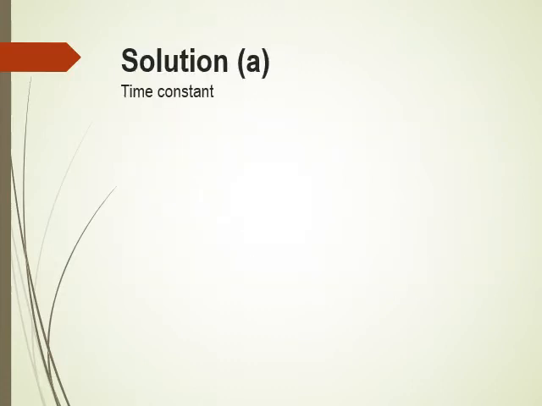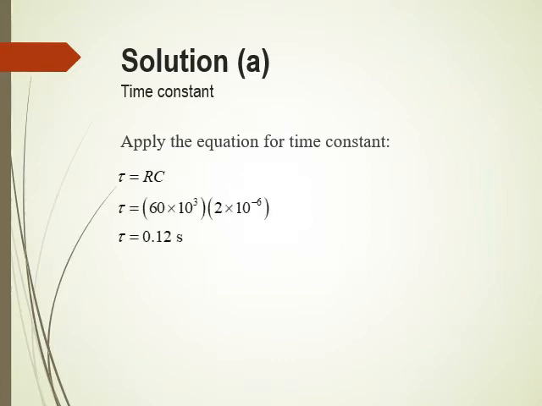To calculate the time constant, you can just apply the equation for time constant since you are given the values of resistance and also capacitance. So by using the equation tau equals RC, substitute the values and you will get tau equals 0.12 seconds.